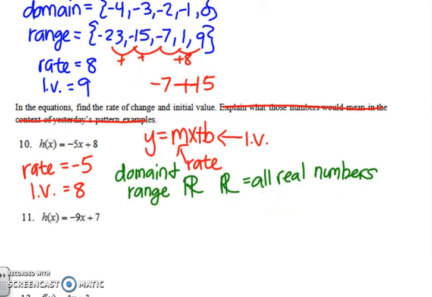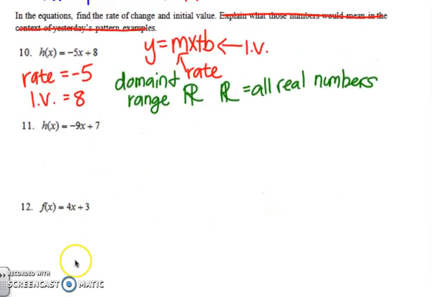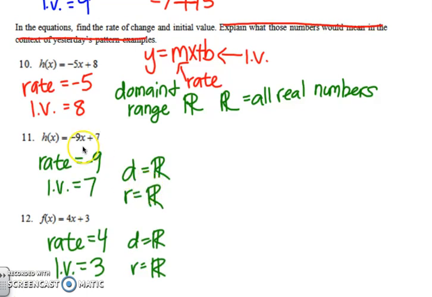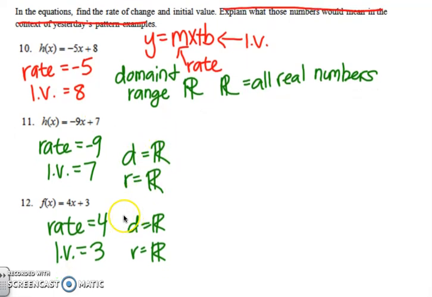So why don't you press pause and try number 11 and 12. Tell me the rate, the initial value, the domain, and the range. On 11, my rate was a -9. My initial value was a 7. The domain is all real numbers, and the range is all real numbers. On 12, the rate is a 4. Initial value is a 3. And again, domain and range are all real numbers for equations of lines.